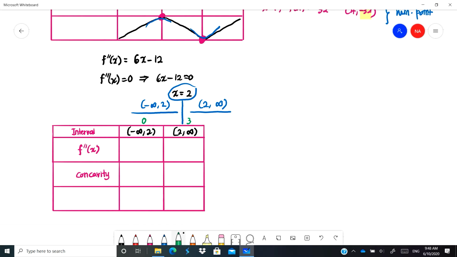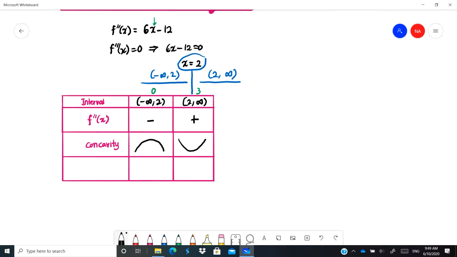So the first step, we're going to substitute the value of x with 0, and we'll get a negative number, which is negative 12. If you substitute the value of x with 3, we'll get 6, which is a positive value. So this one is concave down, and this one is concave up.